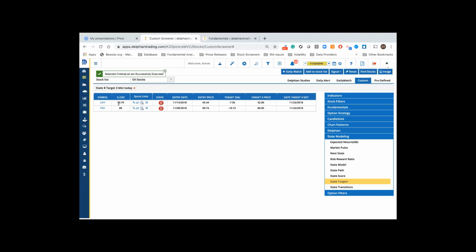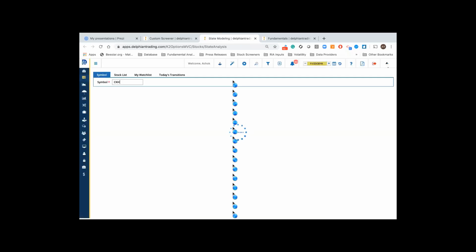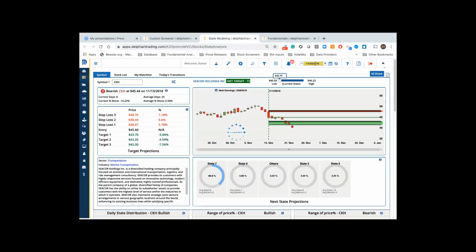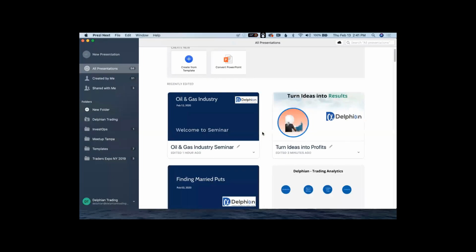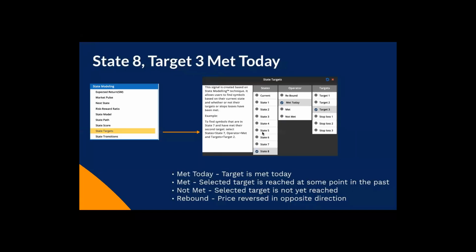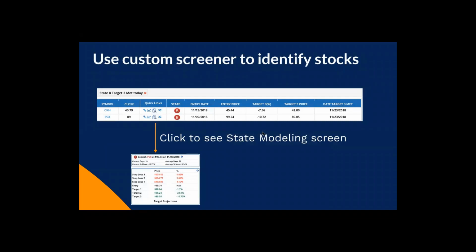So the CKH, this also is there, 4079 is there, PSX is there. So here this particular state modeling is there. So I click on this one, it opens up in the state modeling. We are back in time. November 23rd, 2018, okay? So I gave you the example and the date also. Did I give you the date? Yeah, right. See, the date is here, November 23rd, 2018. So I clicked on that, see the state modeling again.